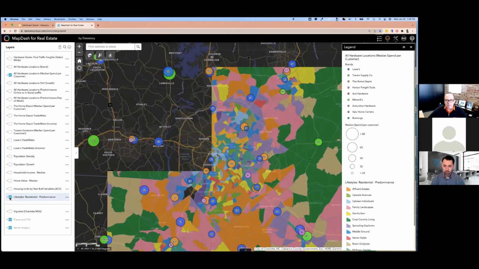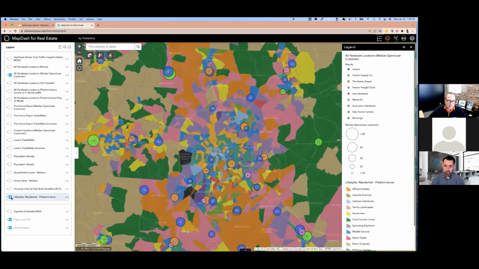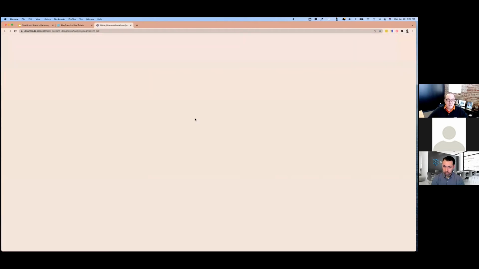Now, one layer that I don't have a lot of time to get into, but it looks at the psychodemographic characteristics. This is from Esri, and we've included it in MapDash. And just suffice it to say that these lifestyles in and around here, we see a lot of this purple and orange and pink. And this represents the people that live near this community.